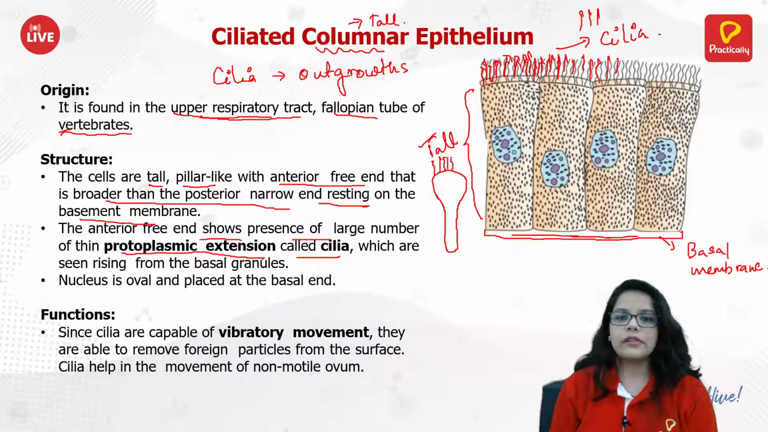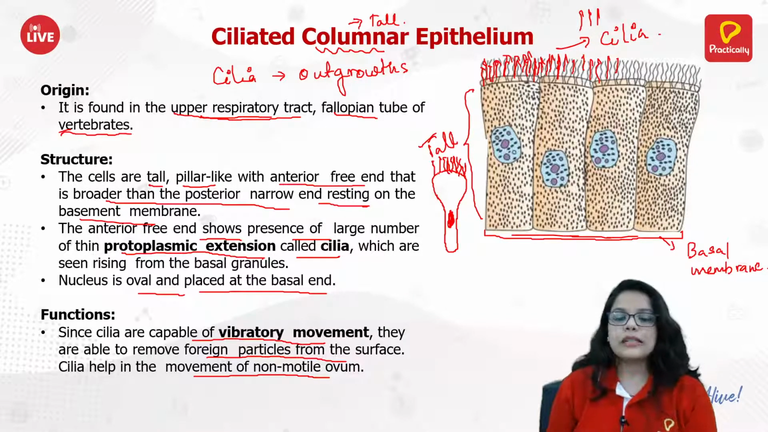They'll have cilia, which are rising from the basal granules. The nucleus is oval and placed at the basal end. Since cilia are capable of vibratory movement, they are able to remove foreign particles from the surface. Cilia also help in the movement of non-motile ovum.